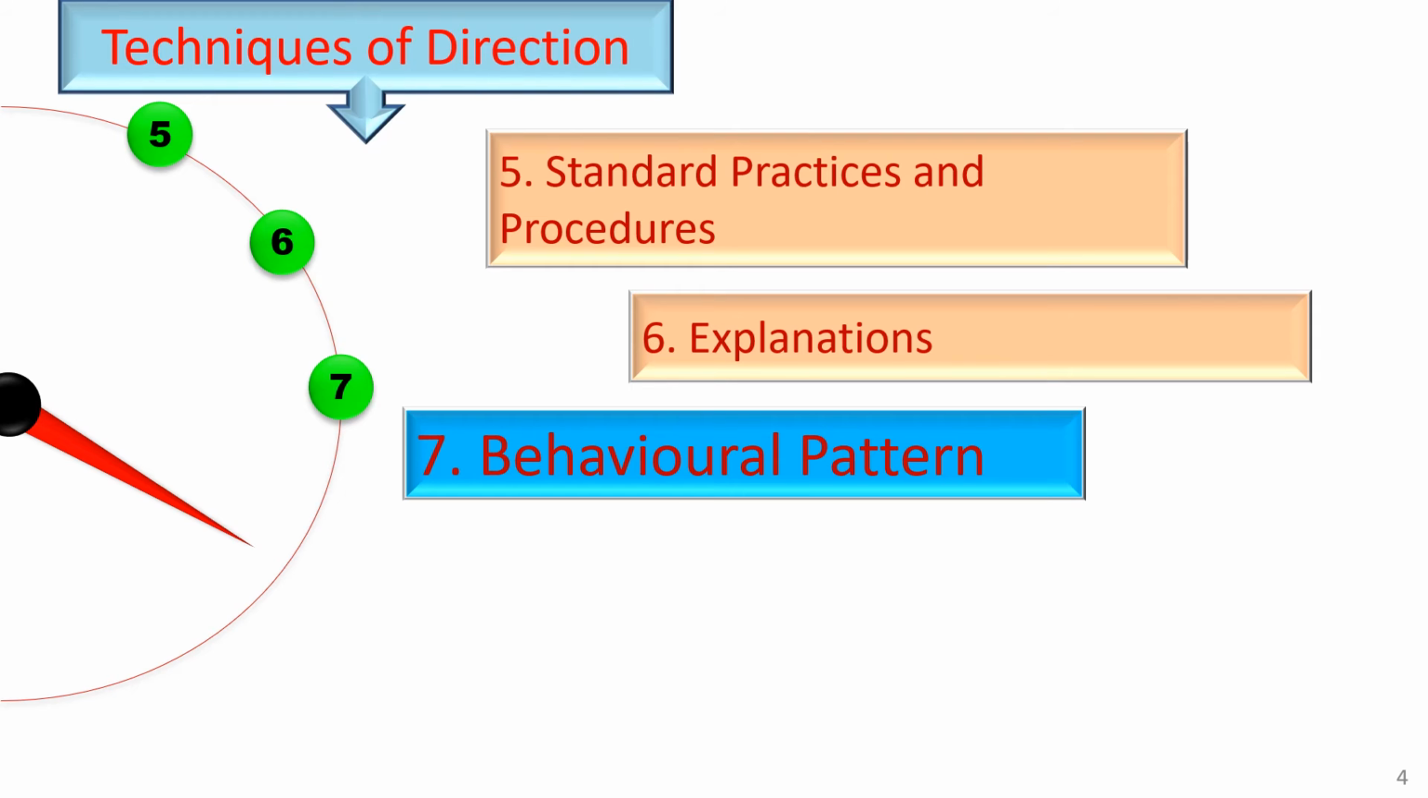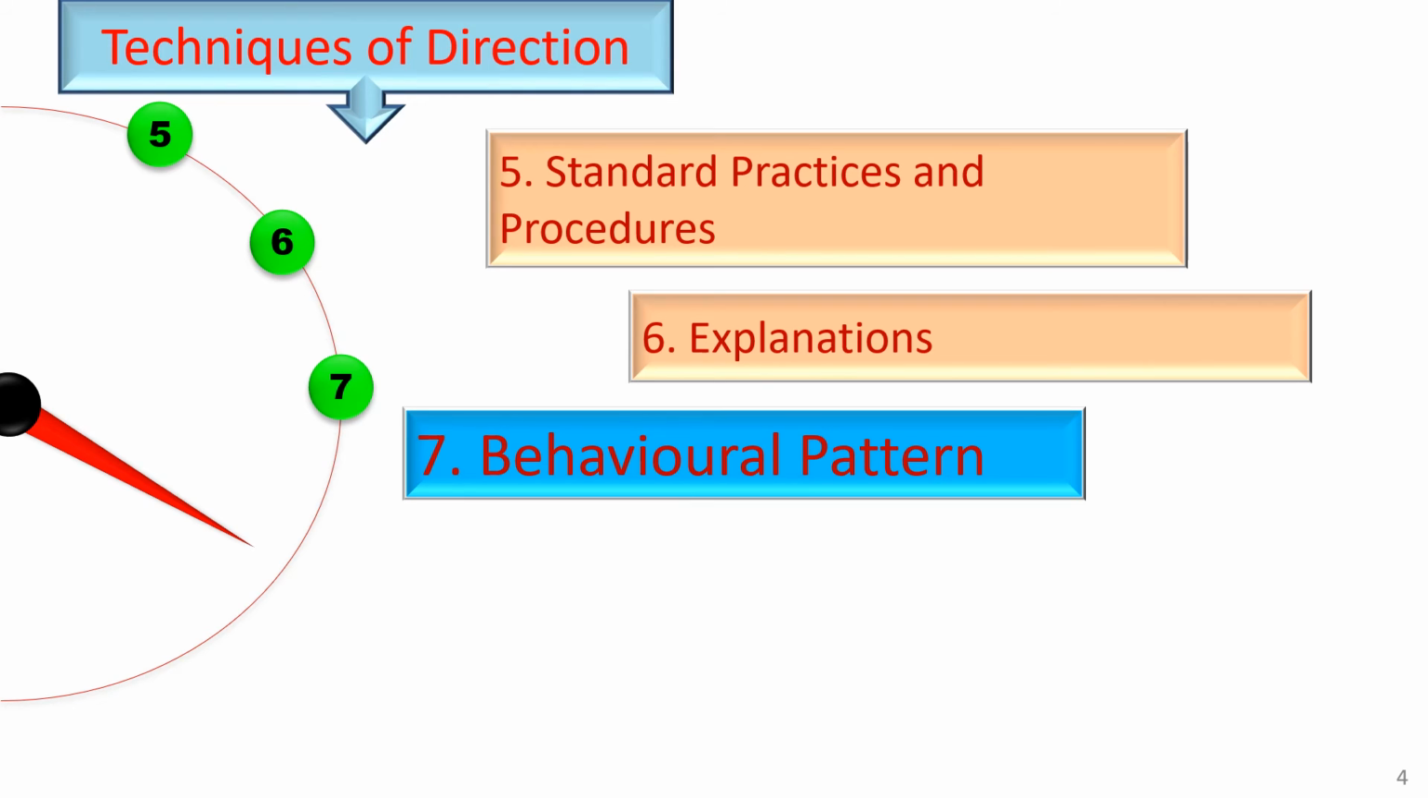Thereafter, next point is explanations. While issuing the instructions, the manager should explain why the order is given. This is useful because once subordinates understand the reason for issuing the order, they follow it effectively.